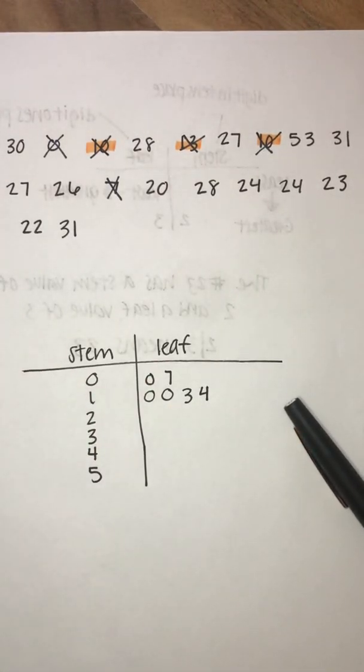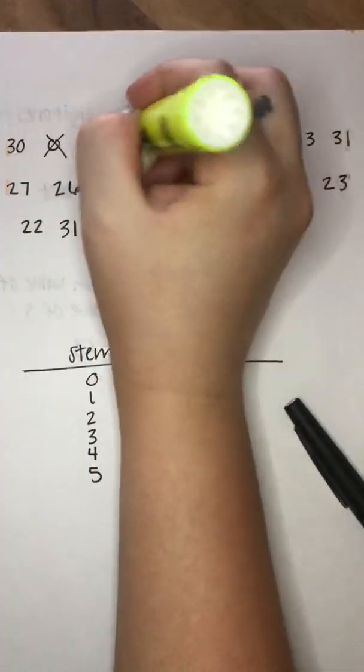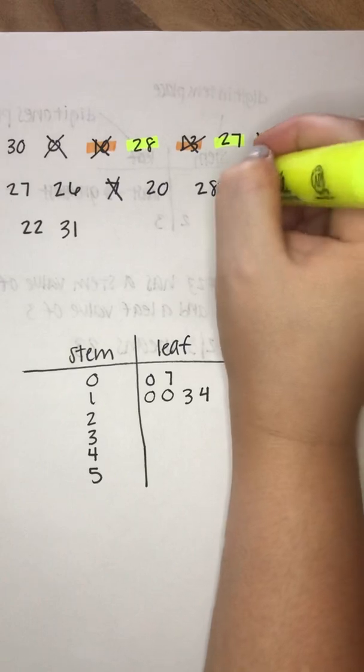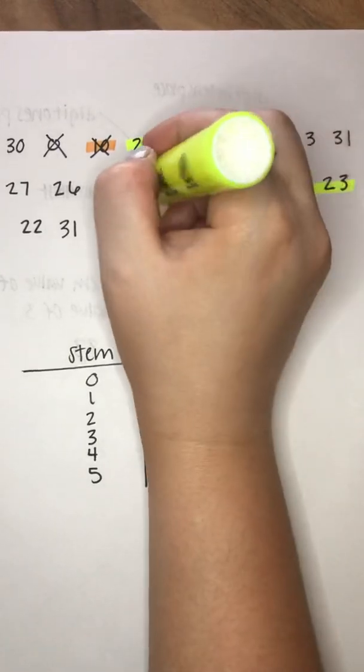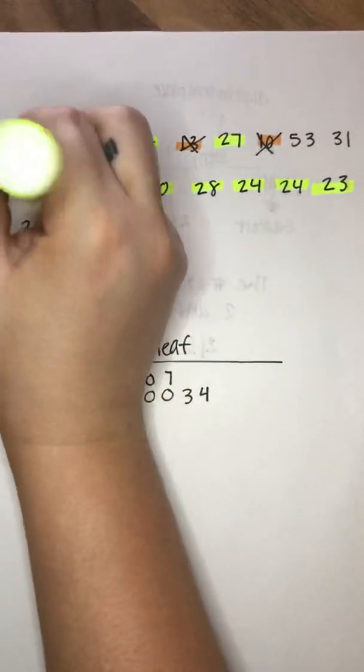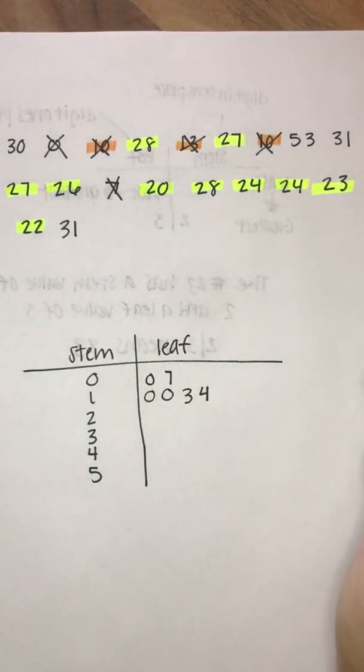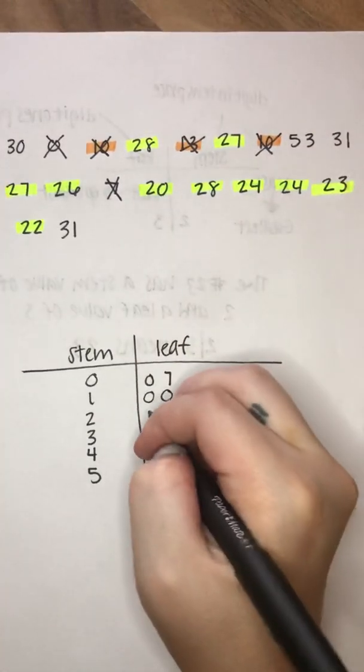Now I'm going to move on to my 20s. I'll highlight those in yellow. So I have 26, 28, 27, 23, 24, 24, 28, 20, 26, 27, 23, and 22. I need to put those numbers in order from least to greatest. So I'm going to start with 20, so I do a 0.